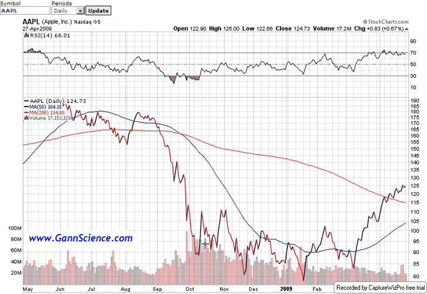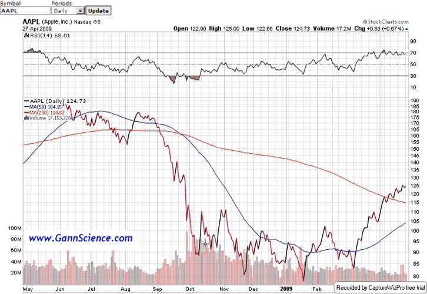It's April 27th, 2009. Steven Swancoat here with GannScience.com, and we're going to be looking at a one-year chart of Apple and how to do the basic technical analysis of it using the trading methods of W.D. Gann, Jesse Livermore, and a little bit of the Elliott wave theory.